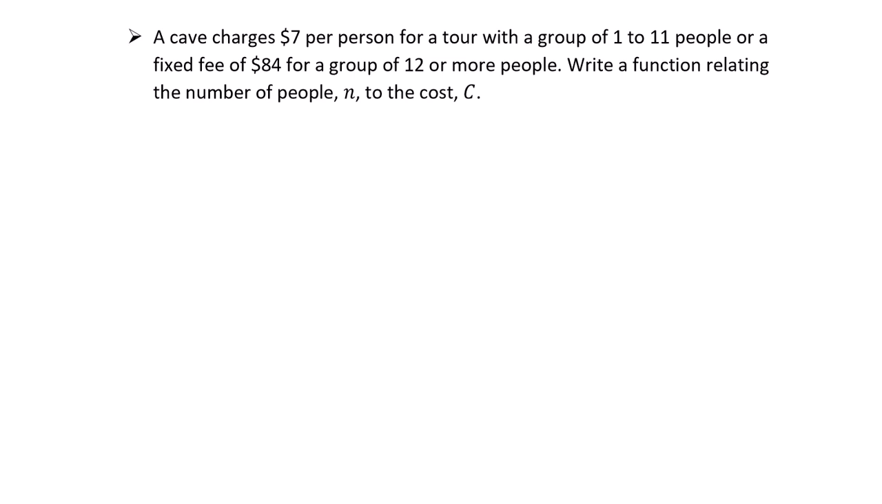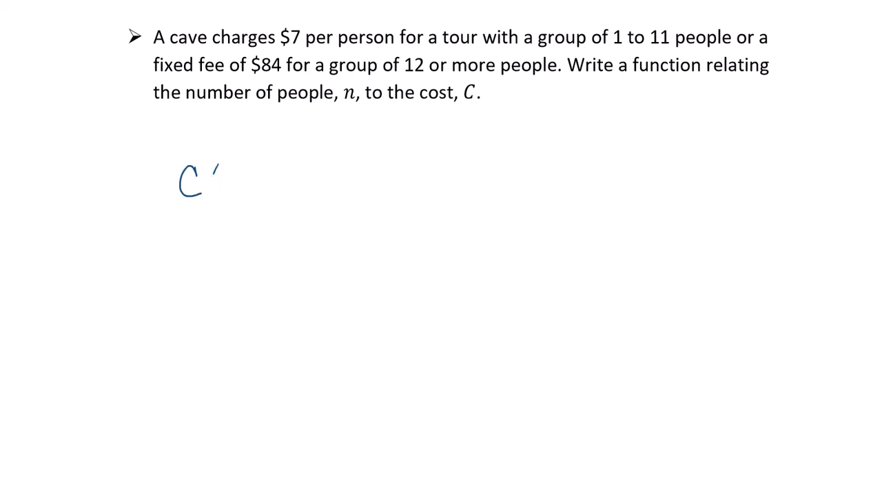A good example here of a piecewise function and a practical situation in life. We have a cave that charges $7 per person for a tour with a group of 1 to 11 people, or a fixed fee of $84 for a group of 12 or more people. Let's write the function relating the number of people n to the cost c.